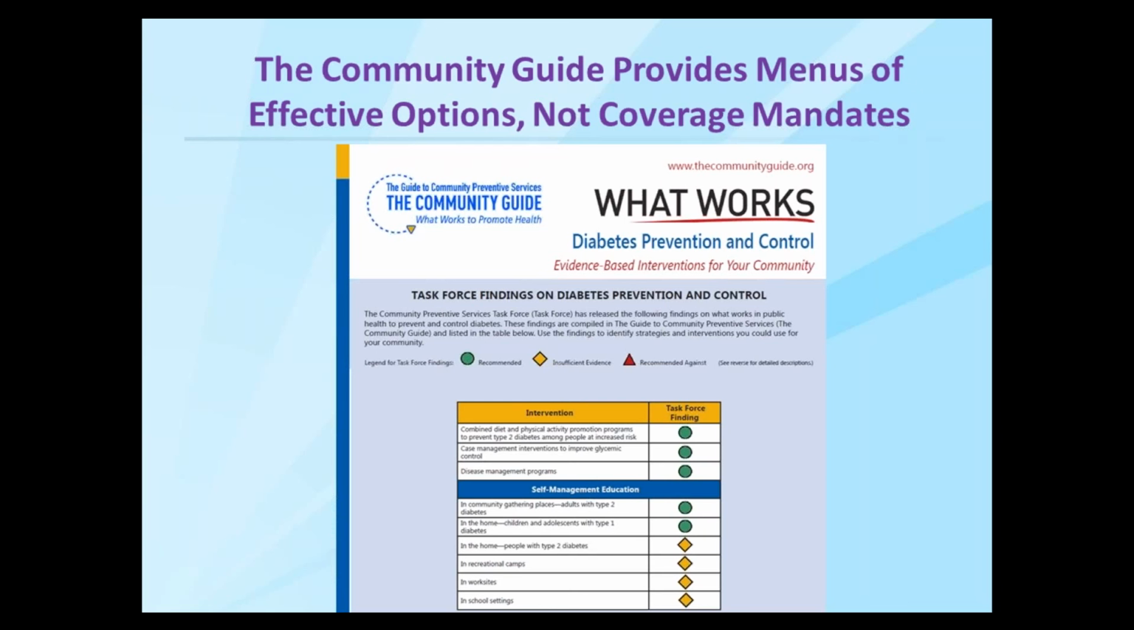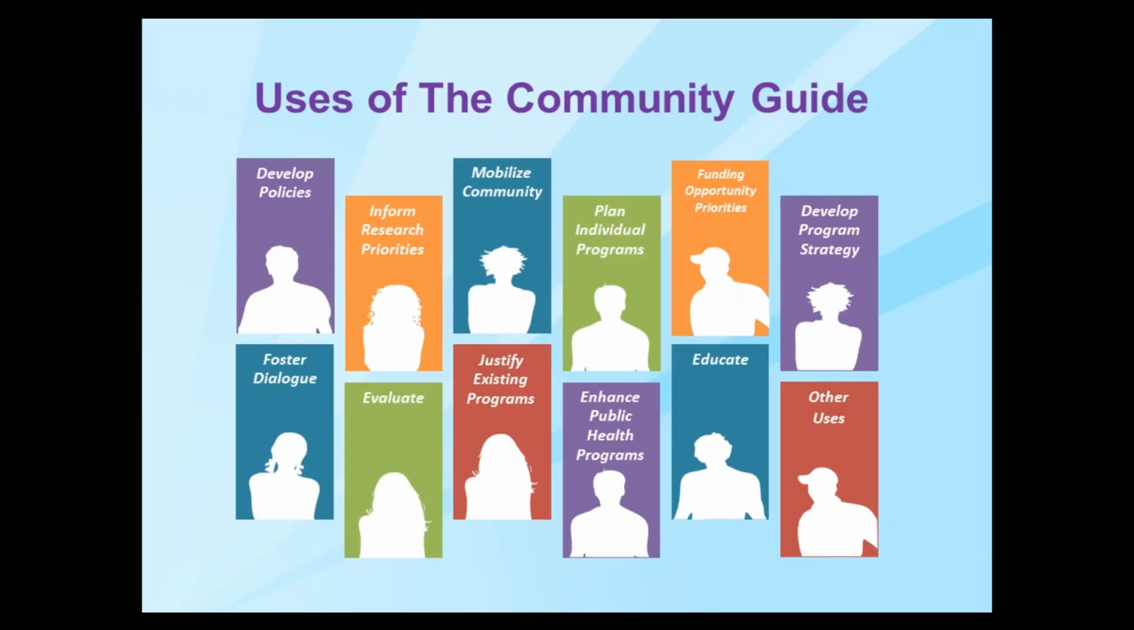And there are lots of different types of communities and workplaces and businesses that come to the Community Guide. So what the Community Guide does is, instead of providing mandates, it provides menus of options for which we have determined the effectiveness, and various users can come and say, do any of these fit my current needs, preferences, priorities, and available resources? Next slide, please.